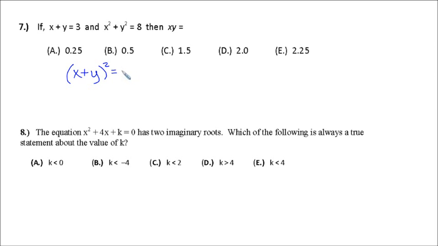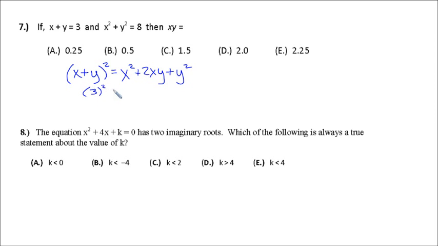So this would be equal to x squared plus 2xy plus y squared. That's also a very common factoring pattern called a perfect square trinomial. And we are given certain values. X squared plus y squared is 8, x plus y is 3. And we can go ahead and substitute in those values. For example, x plus y right here, we can replace that with 3.